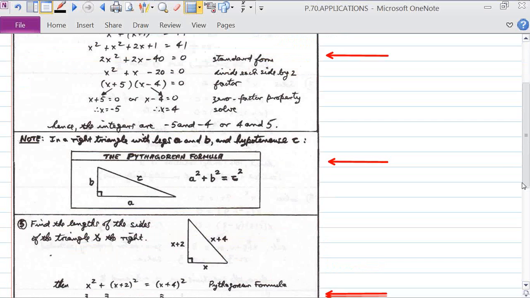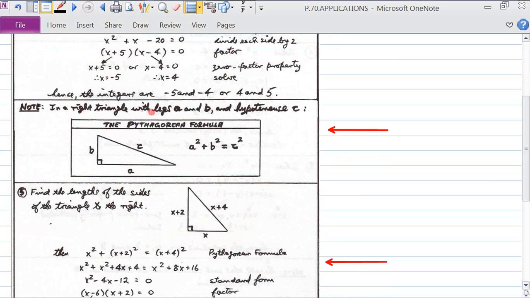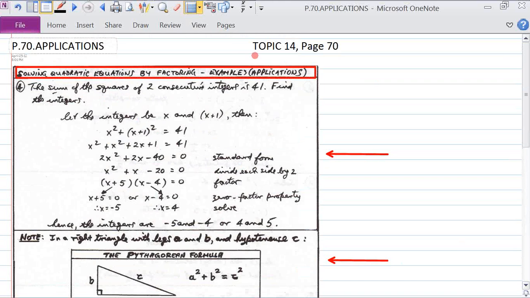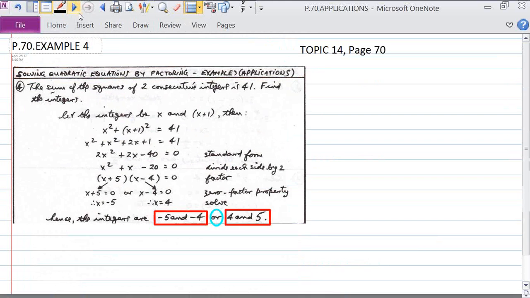Then we're going to introduce the Pythagorean Theorem, right-angled triangle. We're going to look at that and show the formula of the Pythagorean formula. And then finally we're going to apply the Pythagorean formula to example number 5 here. So let's get started and look at example 4.